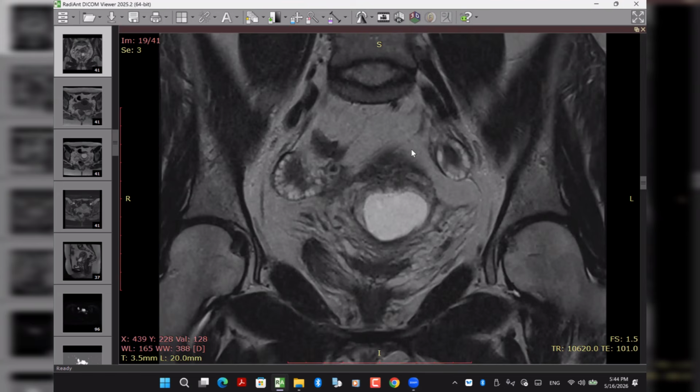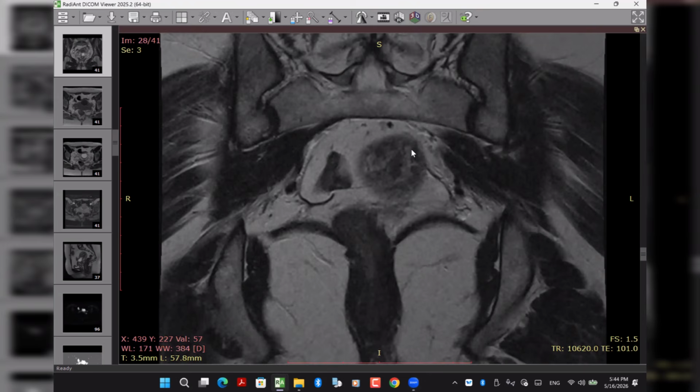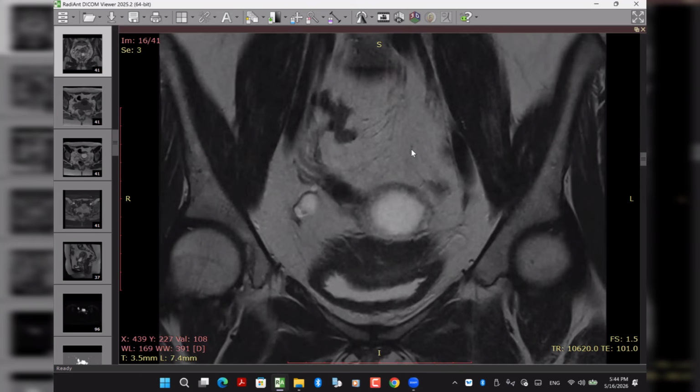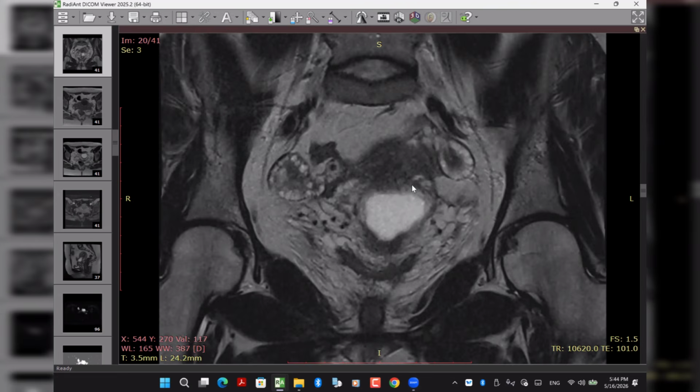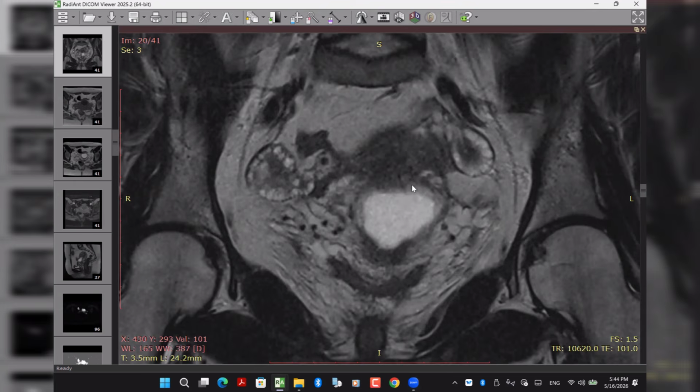Okay, this is an MRI, coronal, in a male patient. No, female. Female. Okay, go ahead.